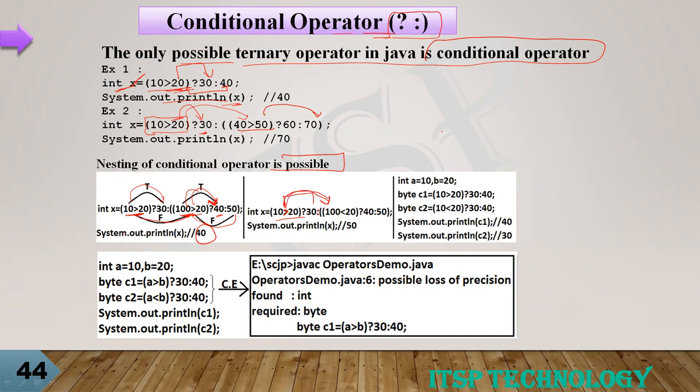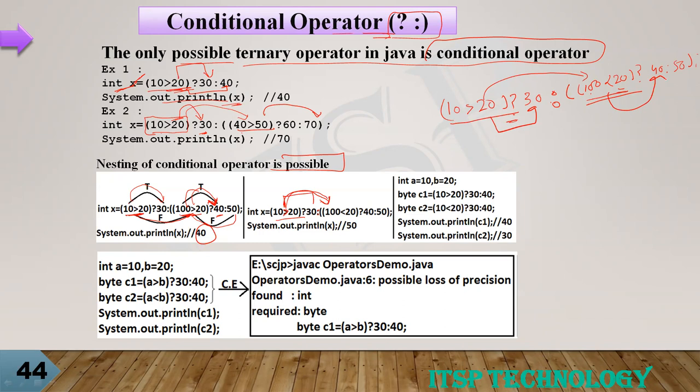After that colon. In this, first we take a condition 10 less than 20 and a question mark, 30 colon, and one more condition, 100 less than 20, with a question mark, 40 colon 50. If this condition is true, it goes to 30. But if your condition is false, then go after the colon and that will execute. You can check, is 100 less than 20? No. The condition is false, then the output will be 40.